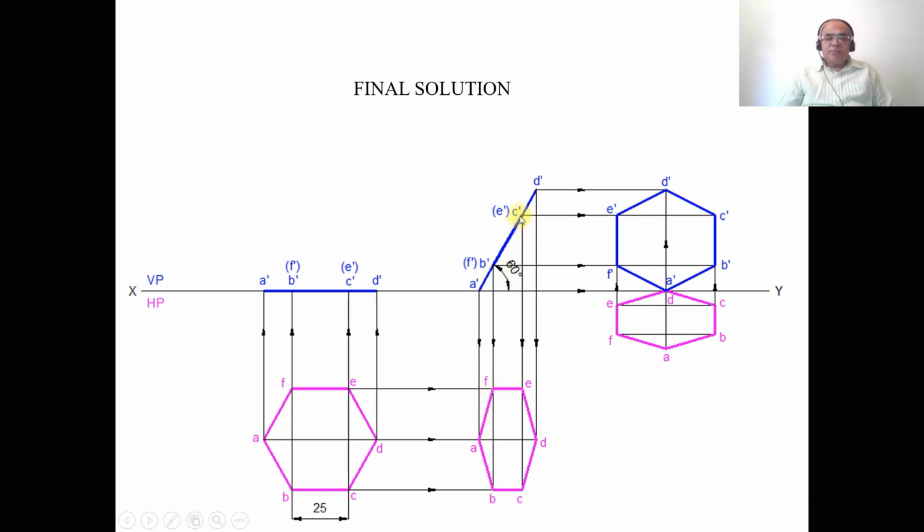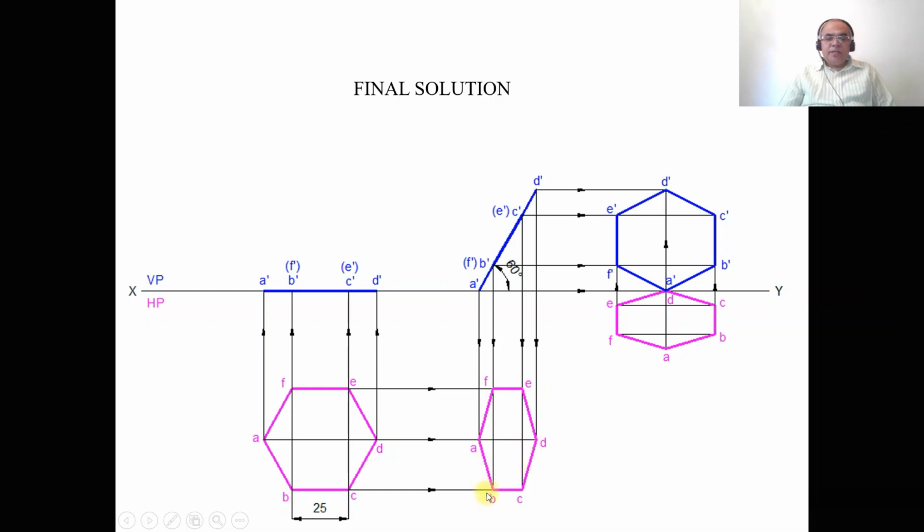Similarly, draw a vertical thin projector line from C dash and E dash, and draw a horizontal projector from C and E. Both these two lines will intersect at this point, and you mark this point as C, and this point as E.